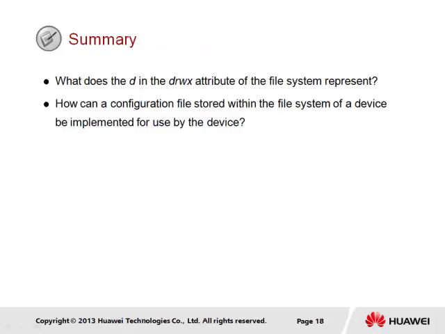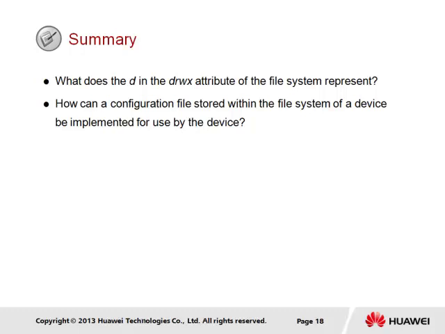So in summary then, we have a couple of questions here. The first asks, what does the d in the drwx attribute of the file system represent? Well, the d in the attribute list represents a directory in the storage location, in which multiple files may be located. The cd command may be used together with the listed directory to specify the path in order to reach any files contained within the directory.